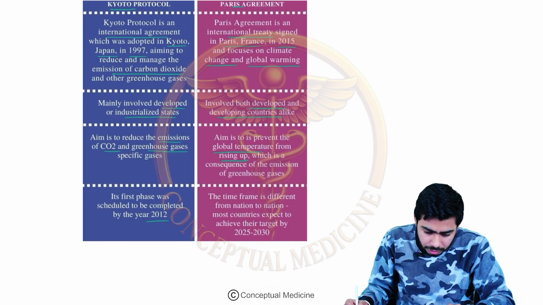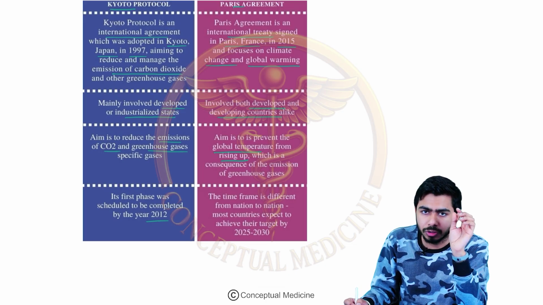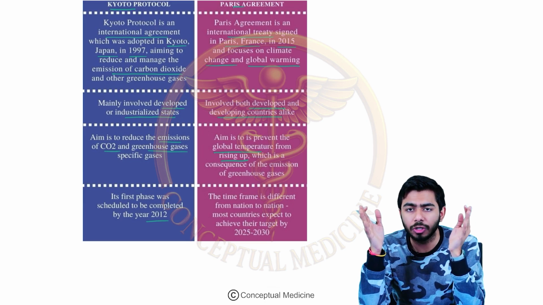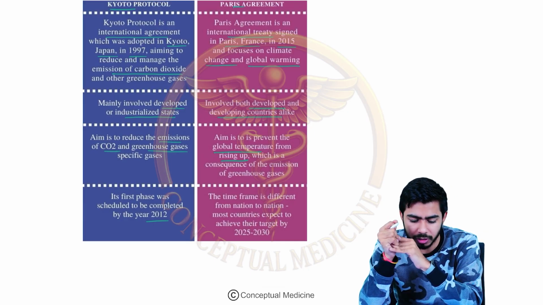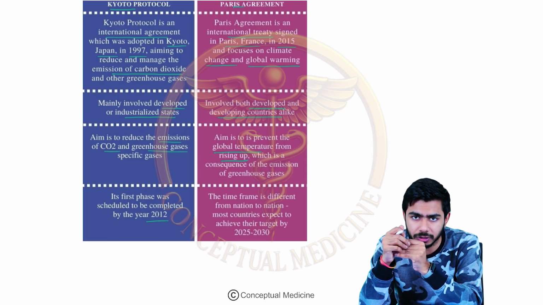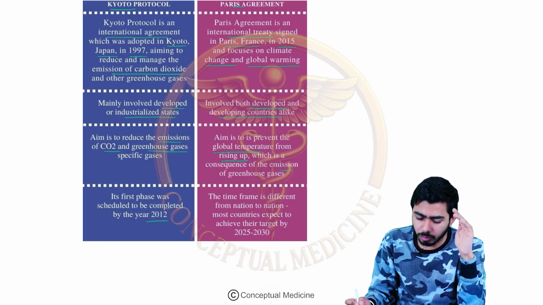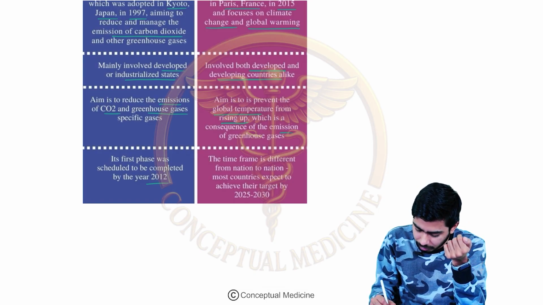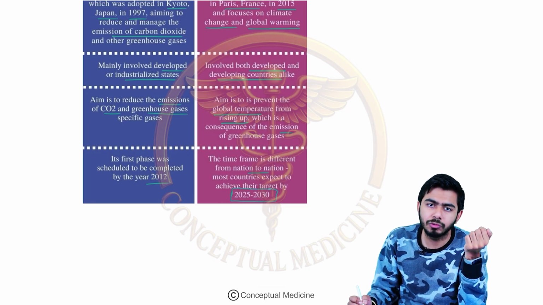They were actually trying to maintain the global temperature at less than 2 degrees Celsius. It means maintain the global temperature not more than 2 degrees Celsius, right? The heat should not rise more than 2 degrees Celsius. The second point is they want to limit the temperature increase to even 1.5 degrees Celsius. So that was the term over here, which is the consequence of the emission. So they wanted to maintain the global temperature from rising up. The second term is the time frame they gave to most countries, expecting that they will achieve their target by 2025 to 2030.